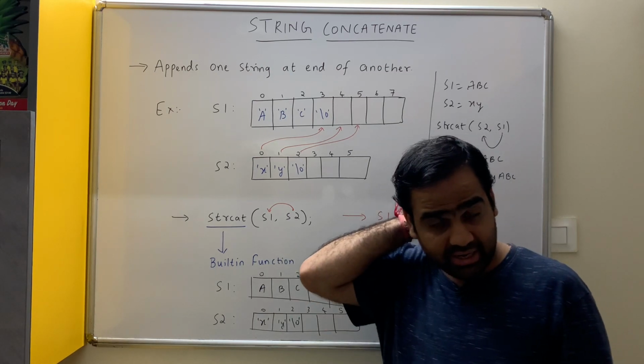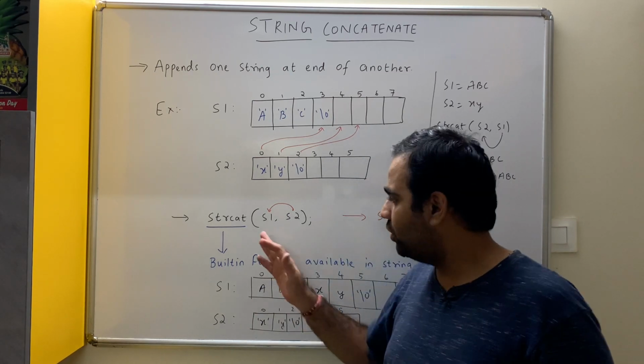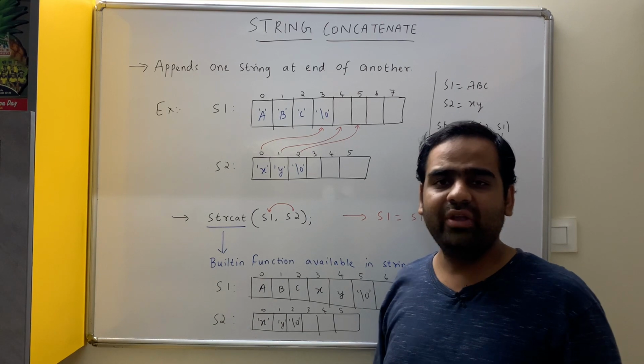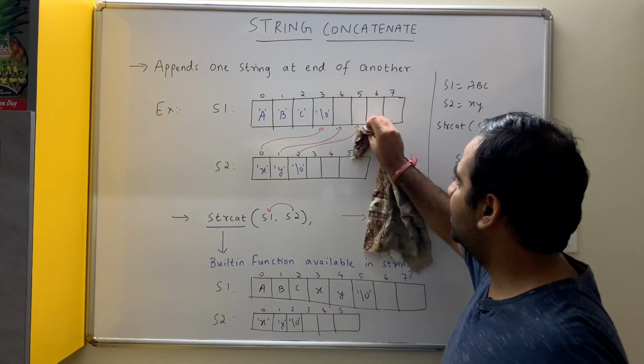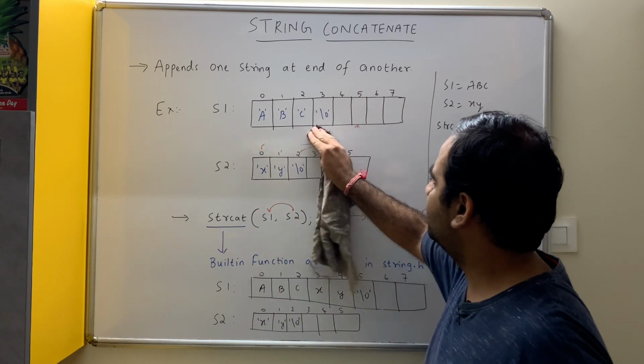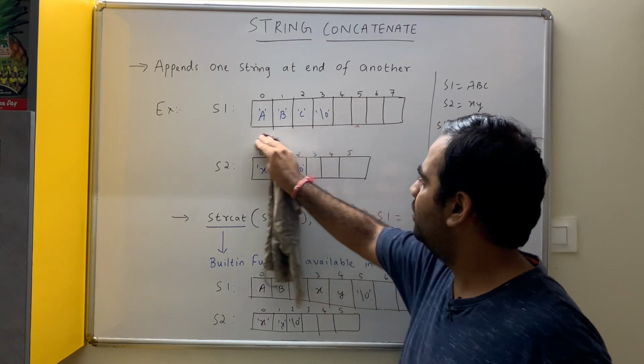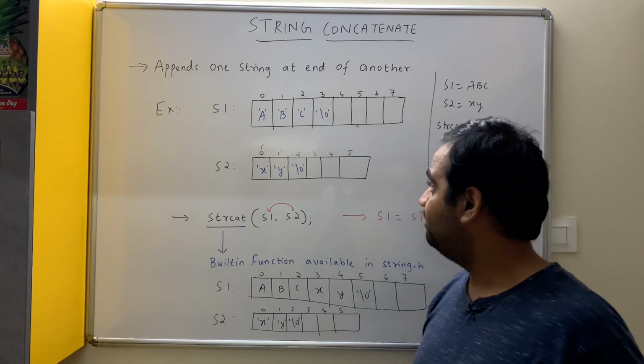Now we will write a C program without using the built-in function. How do we concatenate one string at the end of another? Let me give the logic for this, and then you may pause the video and try to write down the program yourself.